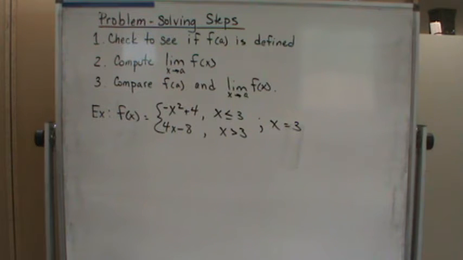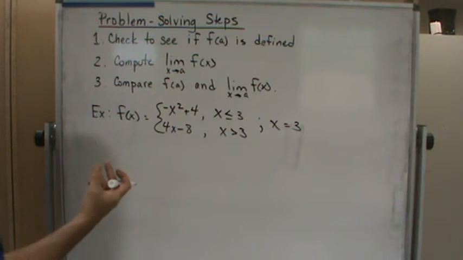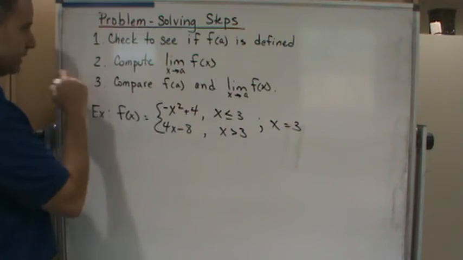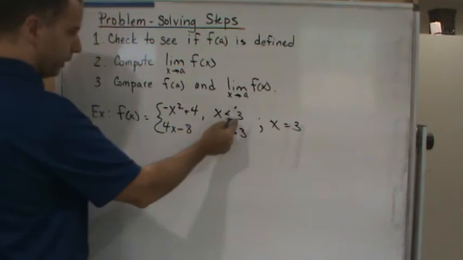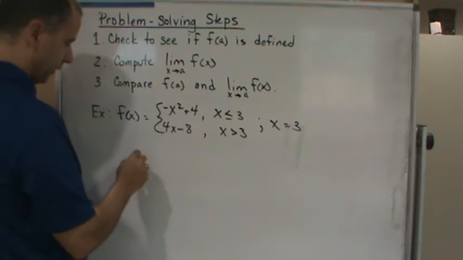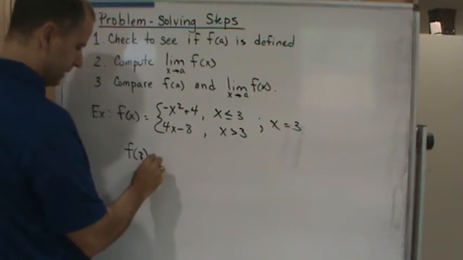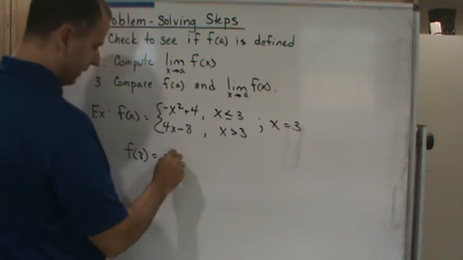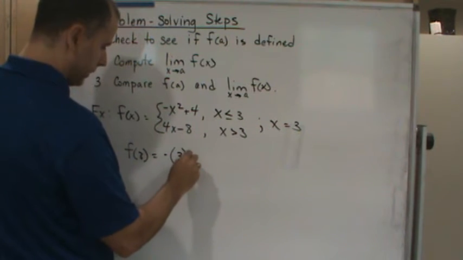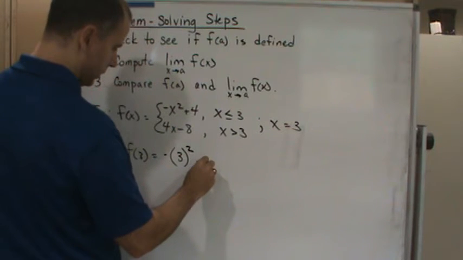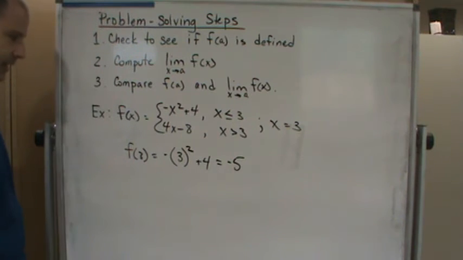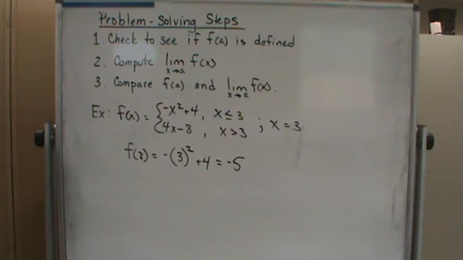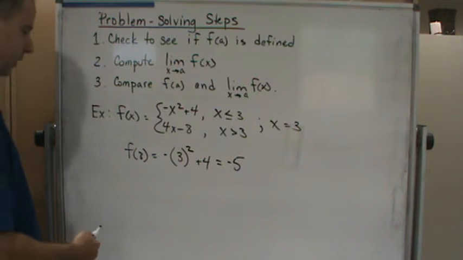Okay, so now let's do condition number 1, right? So let's check to see if it's defined at a, at 3. So at 3, we're going to use this one. So if we plug in 3, what's f of 3? Is it defined? Well, we get negative 3 squared plus 4, which gives us negative 5. So yes, it is defined at x equals 3. Okay, so now we can go on to the next one.